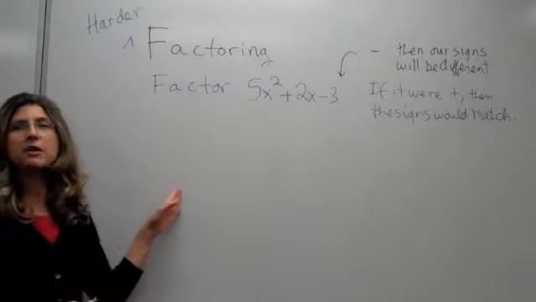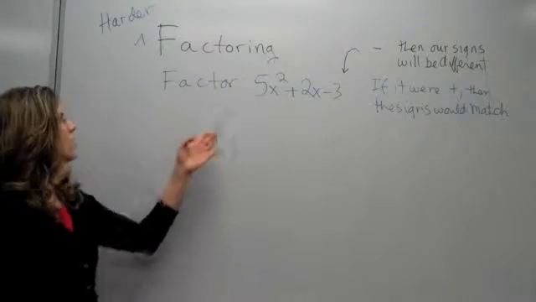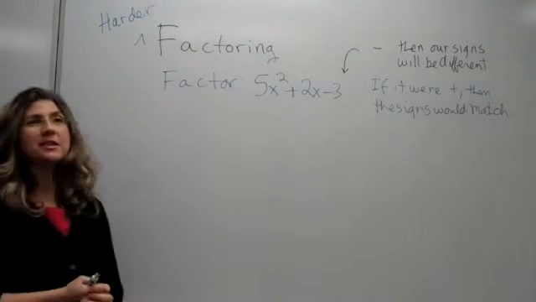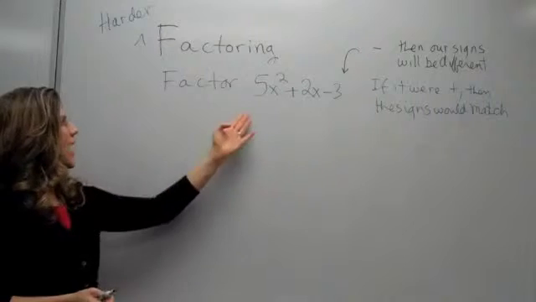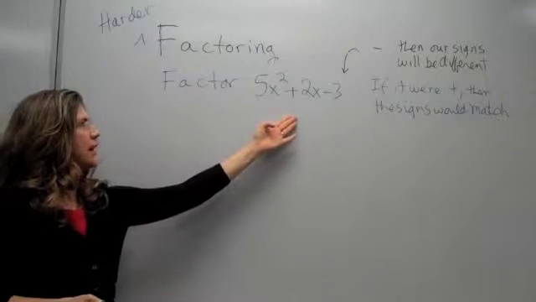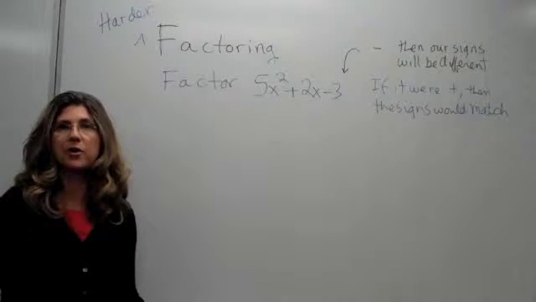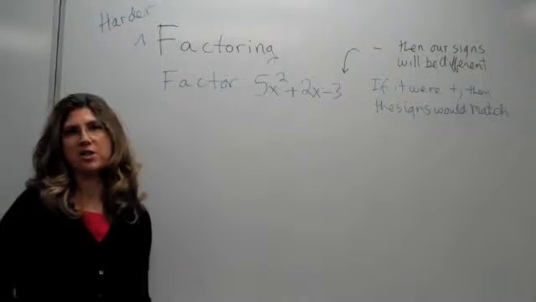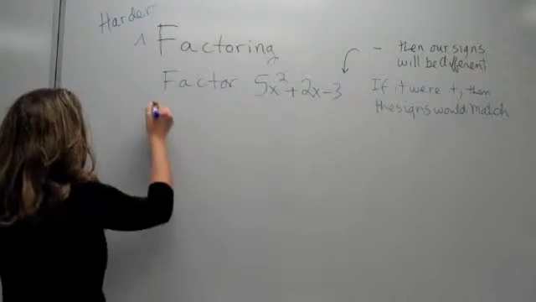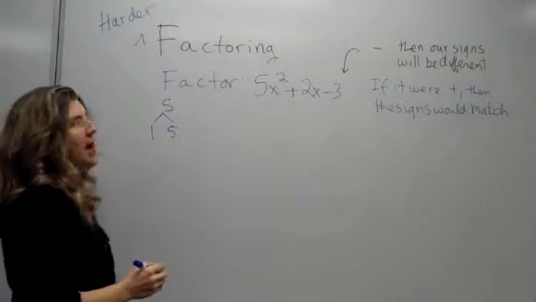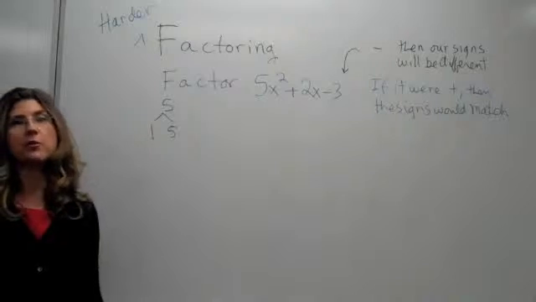Here we are factoring quadratic expressions where the leading coefficient is not 1. So we are using the guess and test method. We have 5x squared plus 2x minus 3, and we want to write that as a product of two other polynomial expressions. So what are the factors of 5? They are 1 and 5. Since 5 is a prime number, those are the only ones.